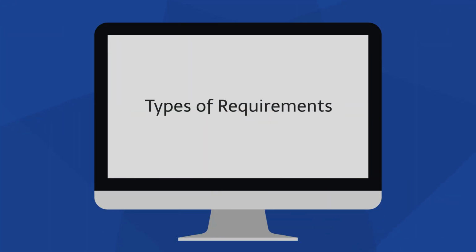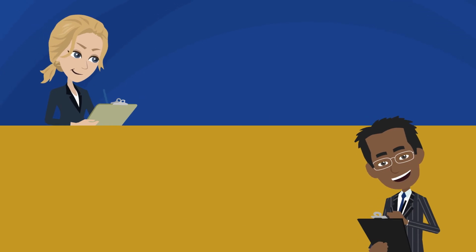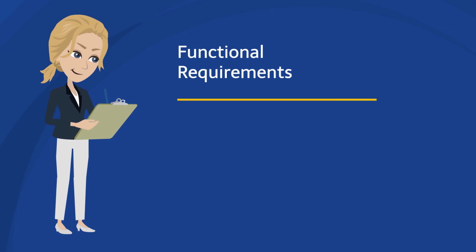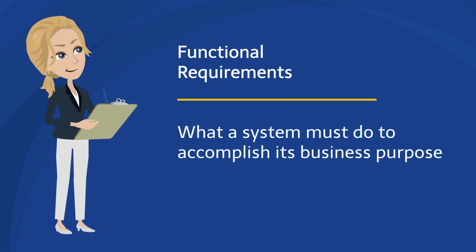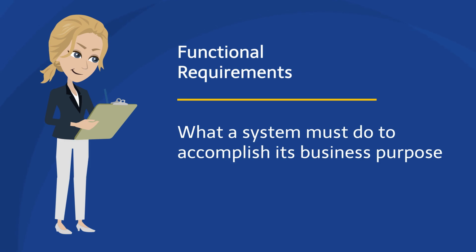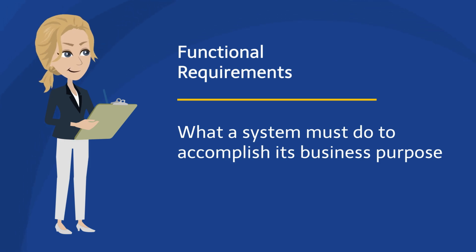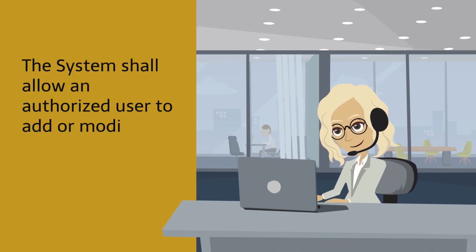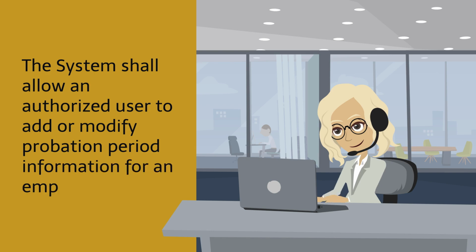Now let's talk about the different types of requirements. Two types of requirements to consider include functional and non-functional requirements. Functional requirements describe what a system must do to accomplish its business purpose. An example of a functional requirement is, the system shall allow an authorized user to add or modify probation period information for an employee.